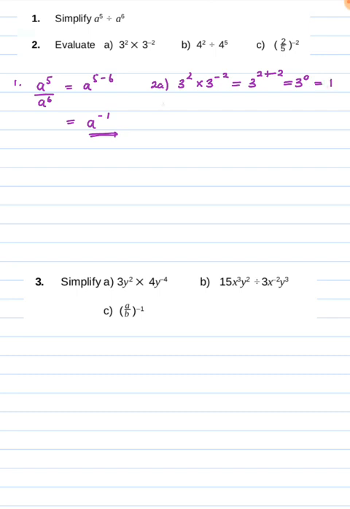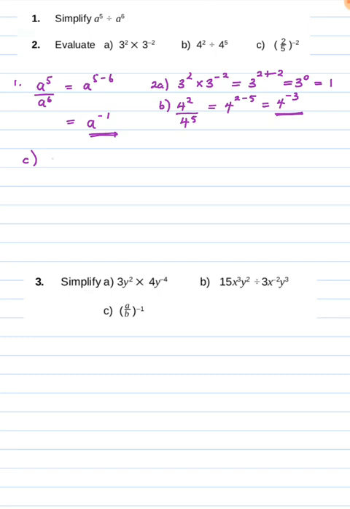Then we look at b. That is 4 squared divided by 4 to the power of 5. Then it becomes 4 to the power of 2 minus 5, then it becomes 4 to the power of minus 3. So 4 to the power of minus 3 becomes our solution.